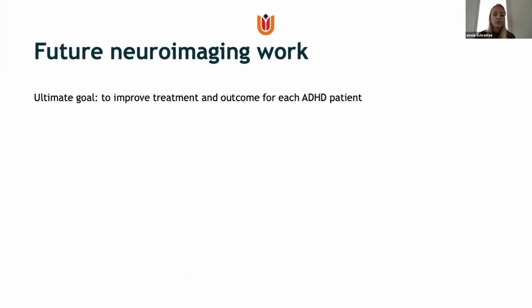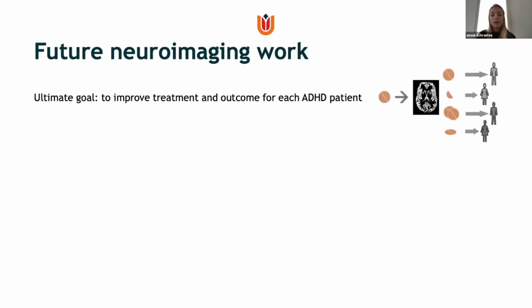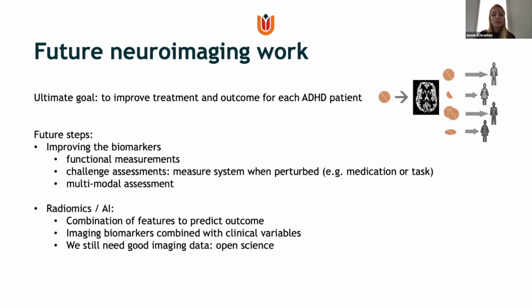So for future neuroimaging work in general, I would recommend having a focus on markers that can help us tailor the treatment to the individual, for example, by improving our biomarkers and/or combining this with radiomics and AI. To improve our biomarkers, I think that functional assessments are probably the most promising, although they would be hard to standardize across centers, of course.